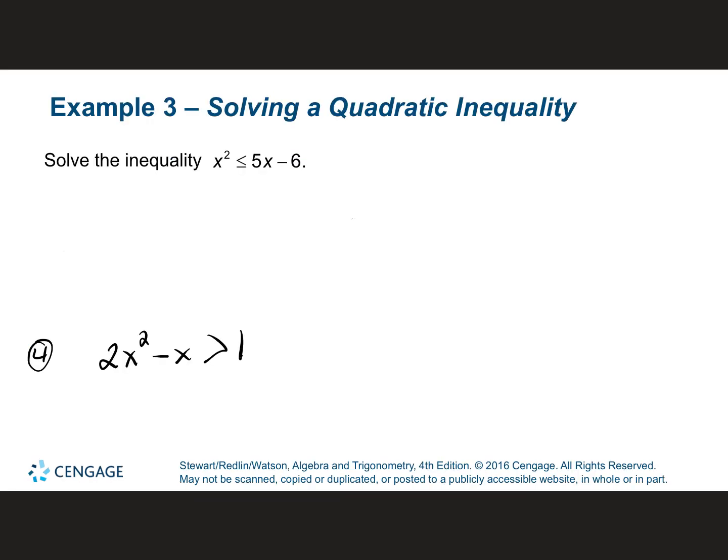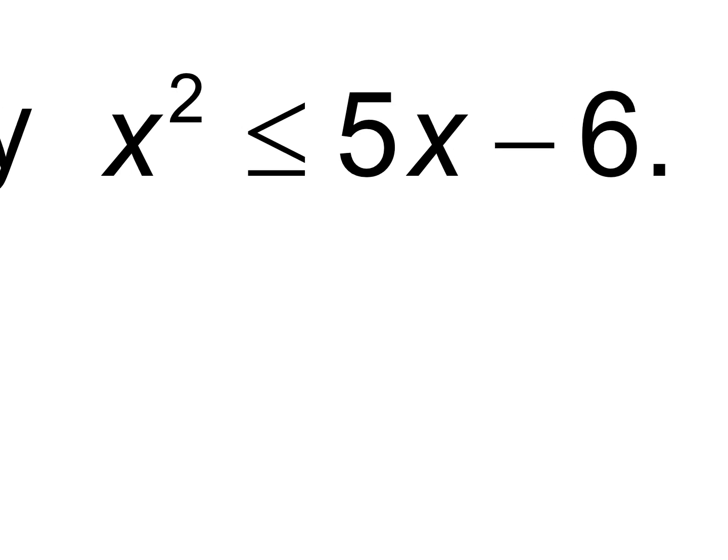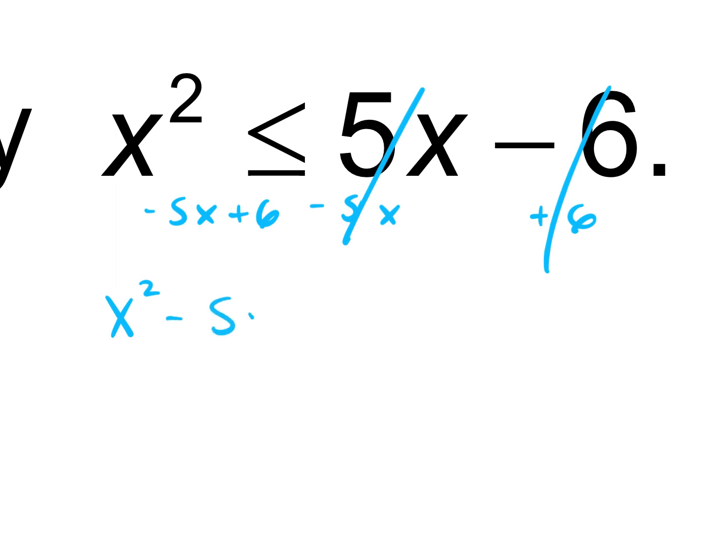So let's look at example 3, number 1. What did we say step 1 is? Move all the terms to one side. So I'm going to subtract 5x and add 6. I'm going to move them over to the left side just because I like it when my leading coefficient is positive. So I'm going to keep the x squared where it's at and move everything to that side. So I have x squared minus 5x plus 6 is less than or equal to 0.